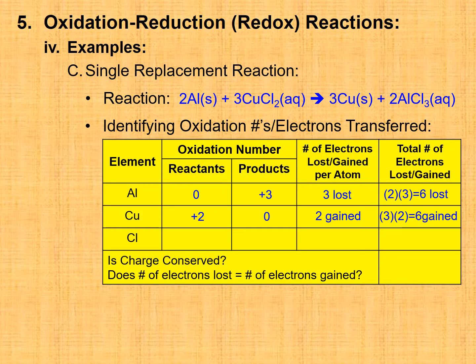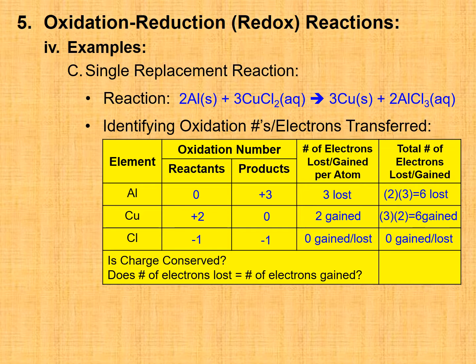The last element we need to consider is chlorine. Note that chlorine starts out as a -1 ion in copper 2 chloride and ends up as a -1 ion in aluminum chloride. So chlorine is what we would call a spectator ion, an ion whose oxidation state doesn't change in the reaction. It neither gains nor loses any electrons in going from reactants to products.